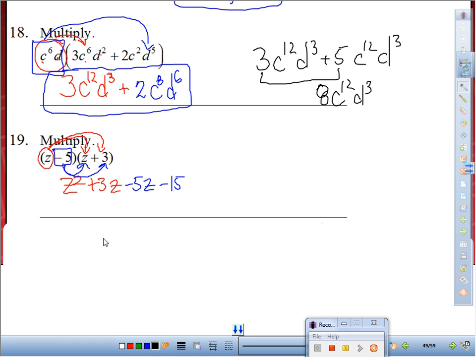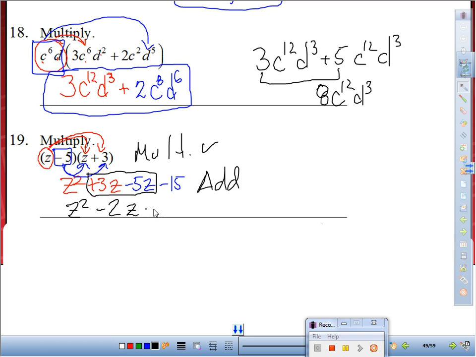So far, so good? So once we multiply, we're done. So at this point, we're going to add. Okay? So this stays the same, z squared. This is 3z minus 5z, that becomes negative 2z, and I bring down the negative 15. And we're done. We can't combine any more, so we're done.